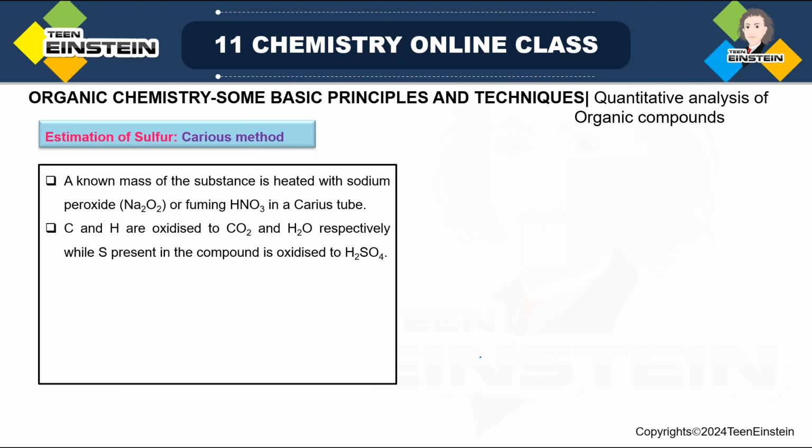So estimation of sulfur, that is also in the KDS tube. We will do the experiment, so that is why the method is the KDS method. Here a known mass of the organic compound we will take, and we will heat it with sodium peroxide, which is the oxidizing agent. We can also use fuming nitric acid, and everything should be done in the KDS tube.